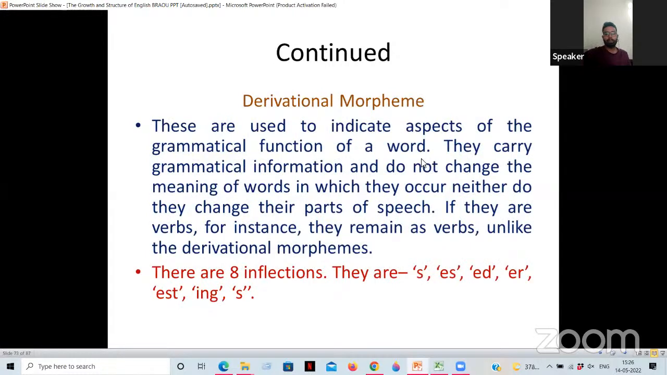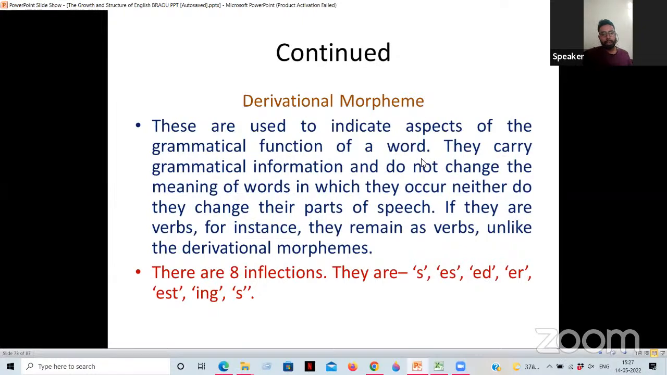So we were talking about inflectional morphemes. These morphemes are used to indicate aspects of the grammatical function of a word. They carry grammatical information and do not change the meaning of the words in which they occur. Neither do they change their parts of speech. If they are verbs, for instance, they remain as verbs, unlike the derivational morphemes.